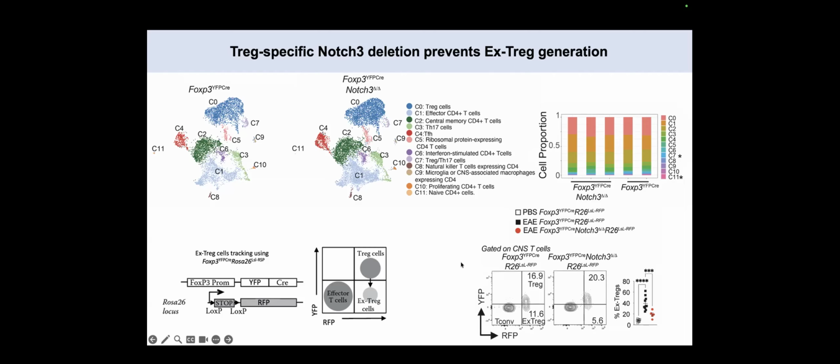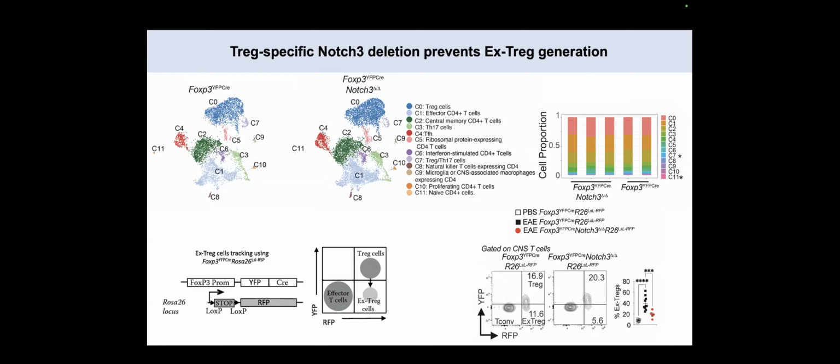What we found at the peak of the disease is that in wild-type mice, we have an increase of X-Treg generation, as you can see here in black. However, if you delete Notch3, you prevent or decrease this generation of X-Treg, already showing that Notch3 expression in Treg leads to X-Treg generation and Treg destabilization in the CNS.